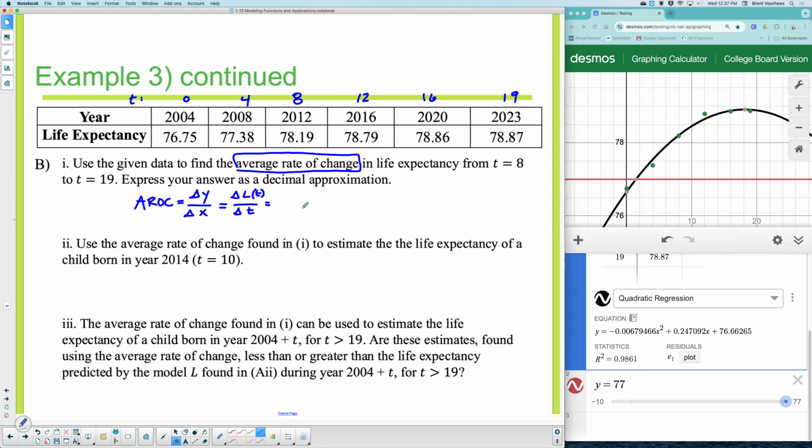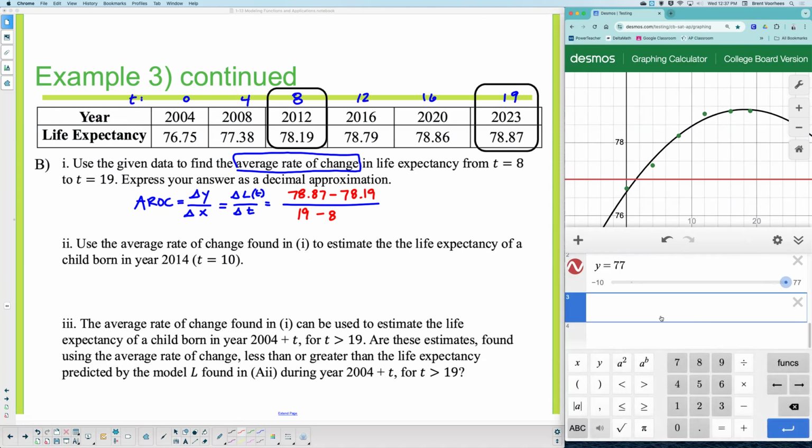So my two time values, what did they give us? We're using 8 and 19. We're using these two right there. So my two time values, you do the second minus the first. So it'd be 19 minus 8. And in the numerator, it would be 78.87 minus 78.19. I don't want to mess that up. I'm just going to type that whole thing in the calculator. 78.87 minus 78.19 over 19 minus 8.